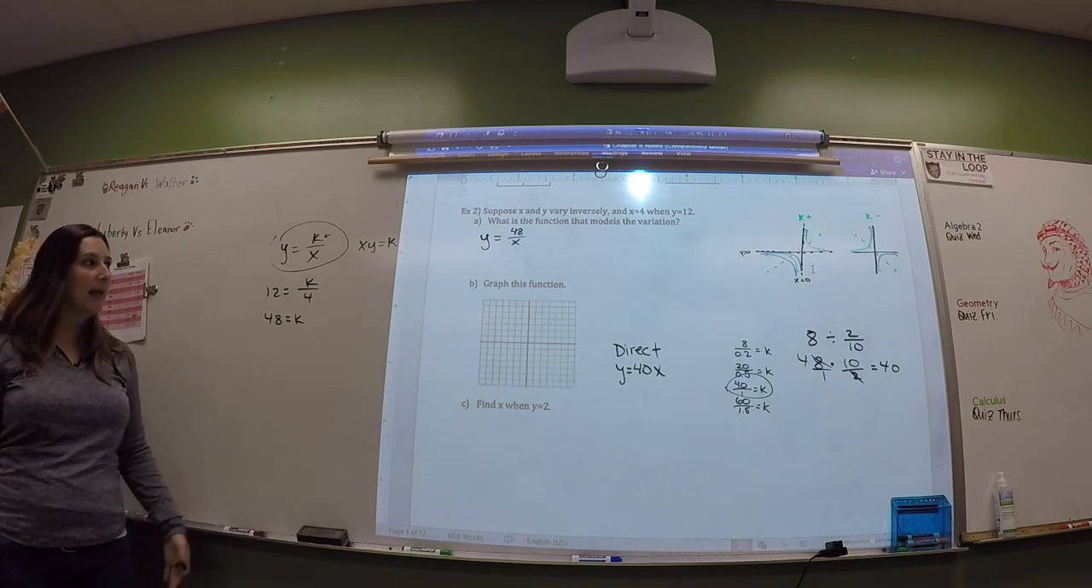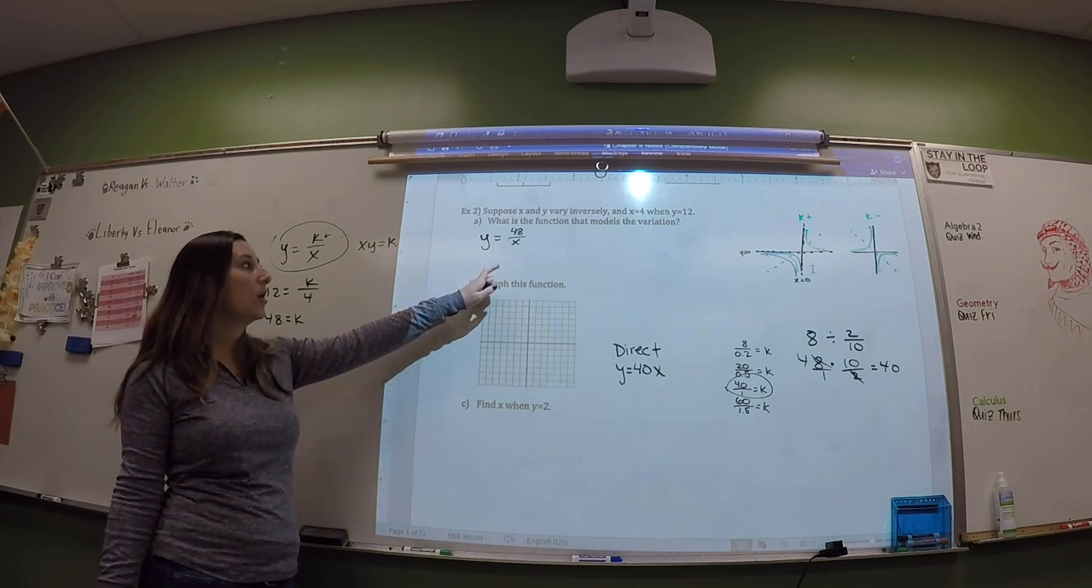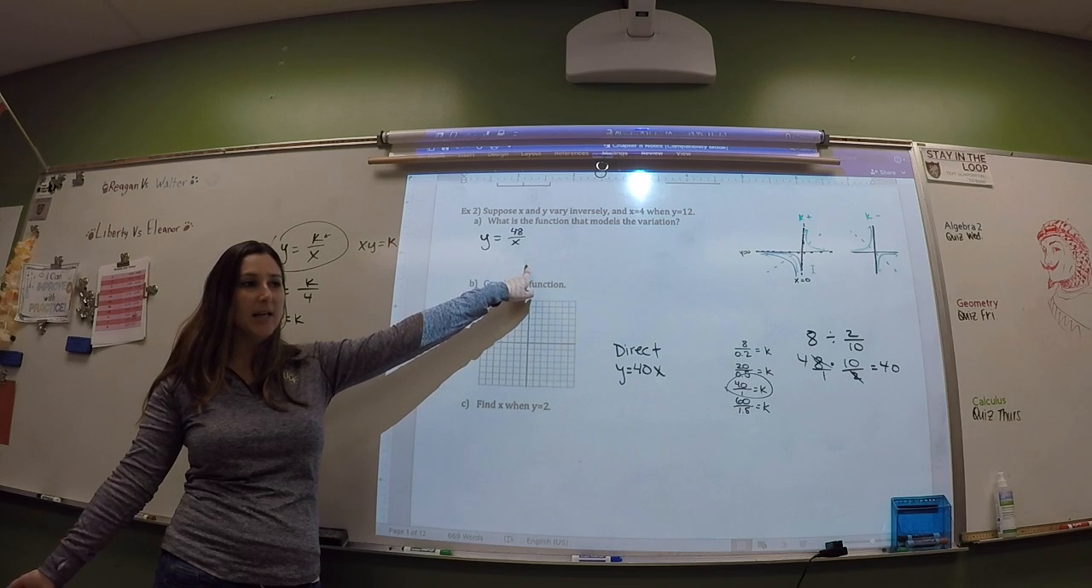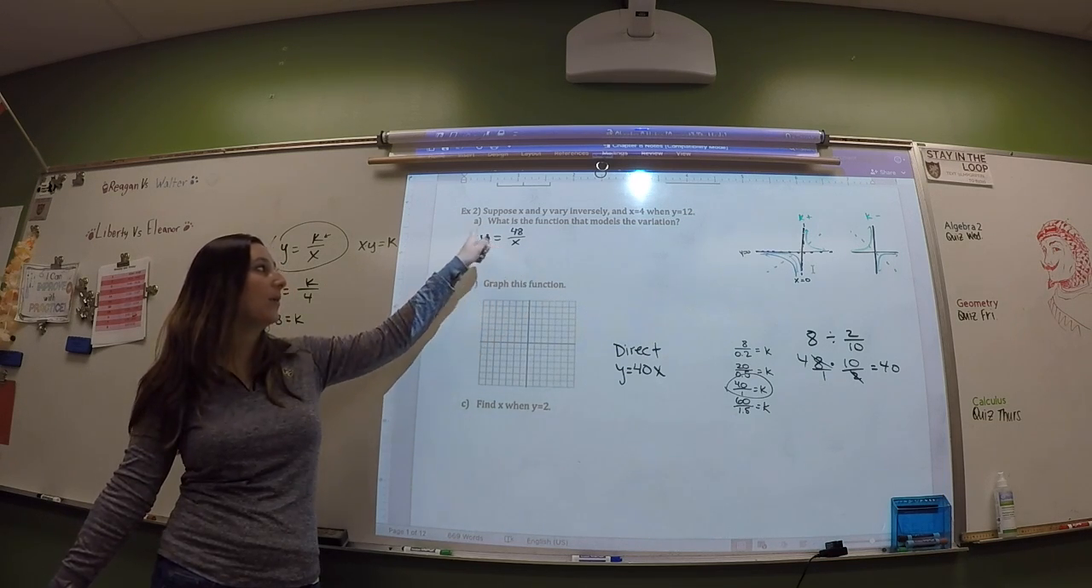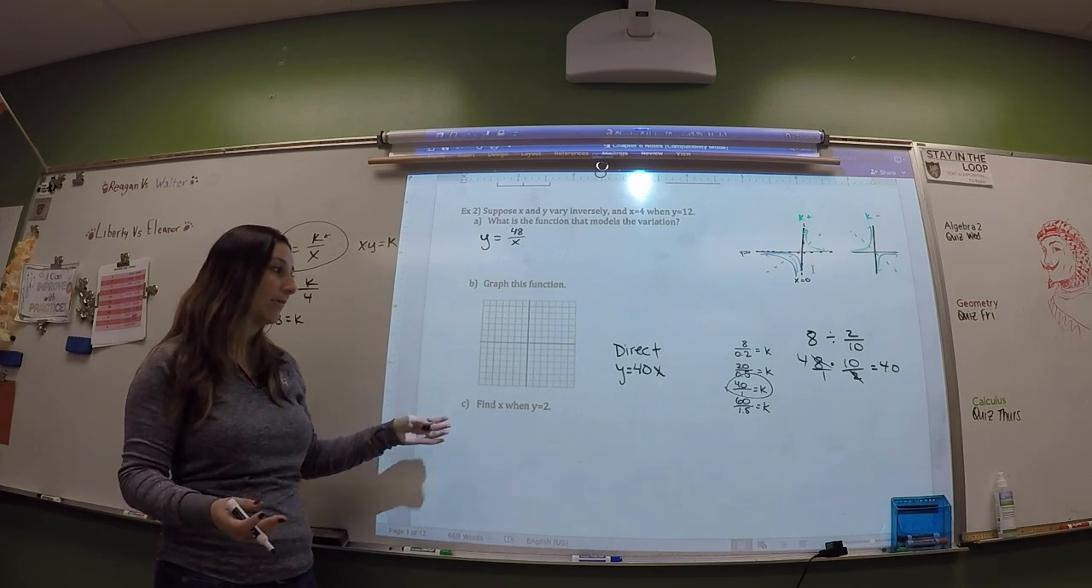So we're solving for k, and then that's our model. What that means is, if I want to know what y is when x is 7, I could plug it in. Or if I want to know what x is when y is 7, I can plug it in and then figure it out. It also means that we can graph it.